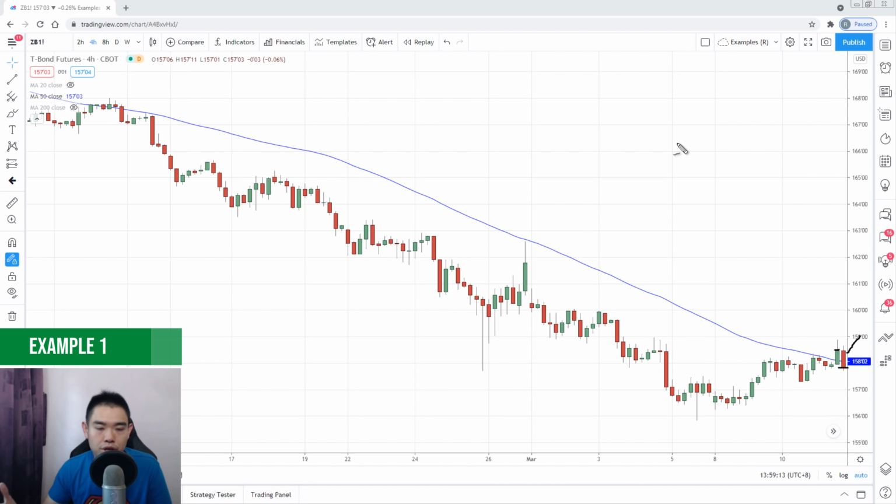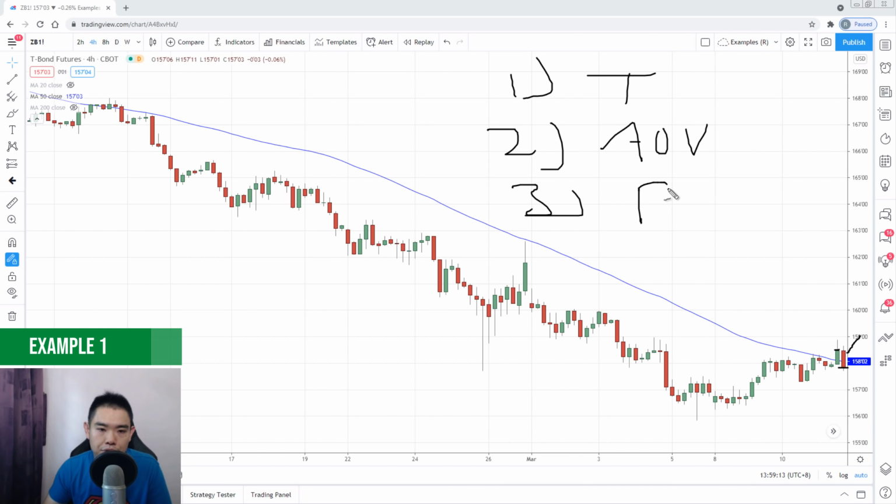So we have the 3 components here. Number 1, we have the trend. Number 2, we have the area of value, which is the 50-period moving average. And then number 3, we have our bearish engulfing pattern. Let's call it BE.